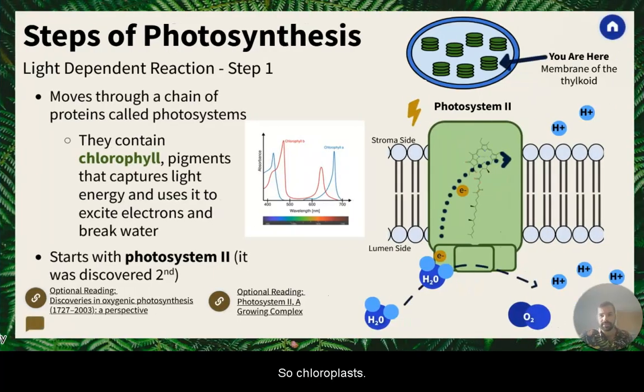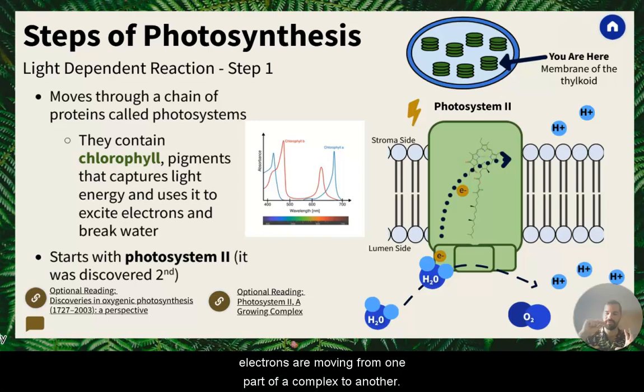So, chloroplasts. But let's talk about the light-dependent reactions. The first stage of this is another electron transport chain. Thinking back to cellular respiration, how that ends in an electron transport chain where electrons are moving from one part of a complex to another, and as they move along this chain, some work is done, some energy is transferred from one place to another. This is going to be a very similar sort of parallel story.